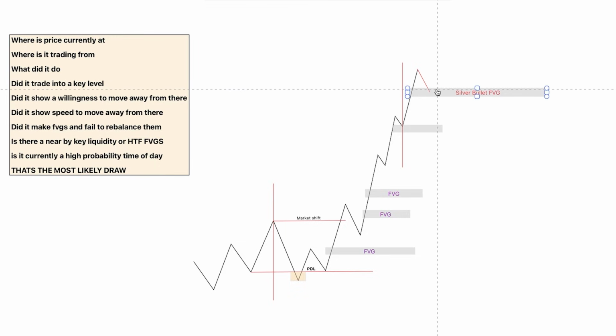Because think about it, we're here right now, price currently trading here. We're just using the information price has already given us, right? That's the key here. Did it show a willingness to move away from there? Okay, yes, it traded into that key level at 9:30 and showed a willingness to move away from it by creating a market structure shift after trading into that key level.